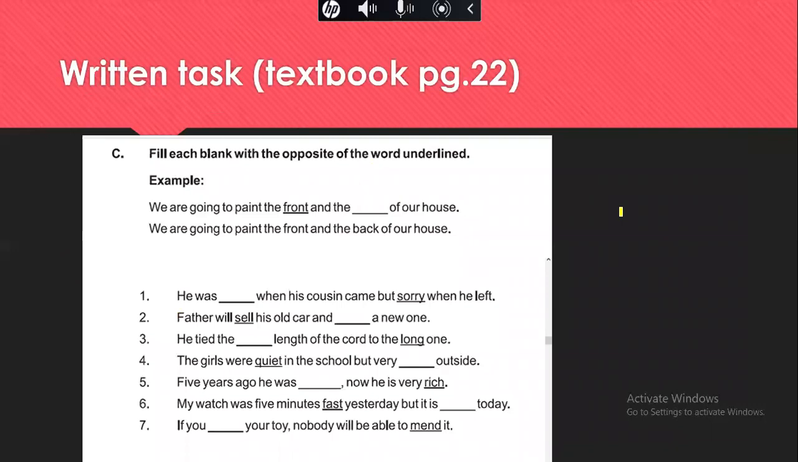Now the written task is on textbook page number 22 of your class 8 English, and you have to do part C, and you have to do it in your book. This is fill in the blanks with the opposite of the underlined words, and you have to find the opposite of them and write them in the blank.